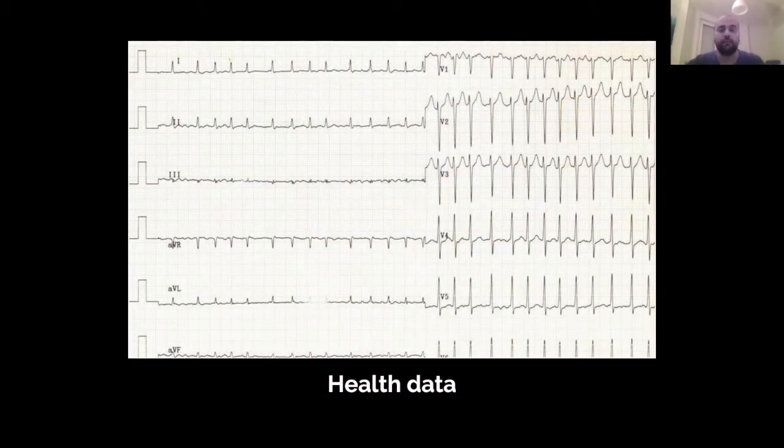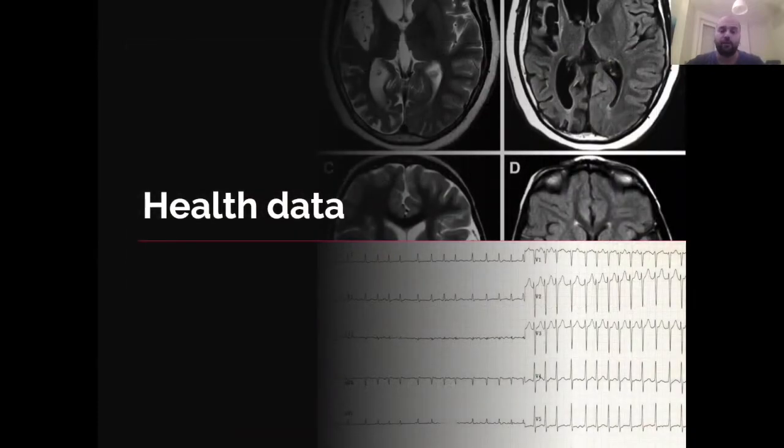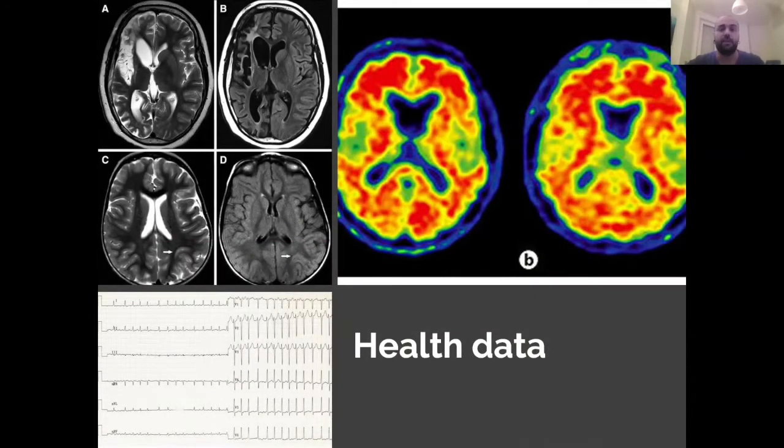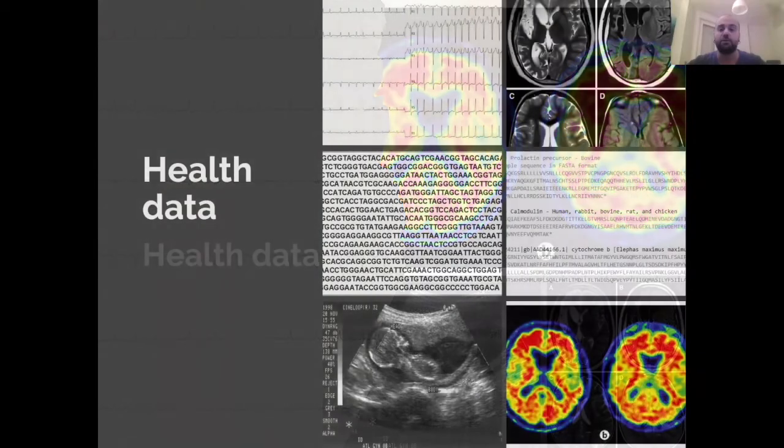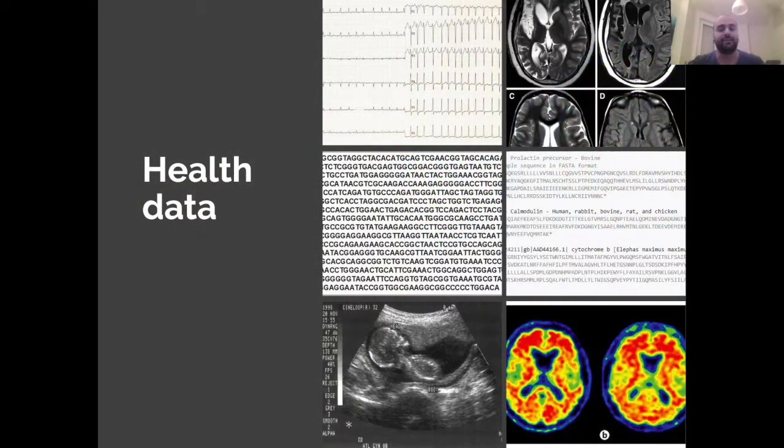So, different data in the healthcare sector. For example, here we have an example of an ECG. We have examples of different medical images in different formats that need to be processed. We have, for example, ultrasound information. We have genetic data. So the thing is that health data is complex. It has different types, and all the information that we can process and extract value from is important in order to be able to take decisions.